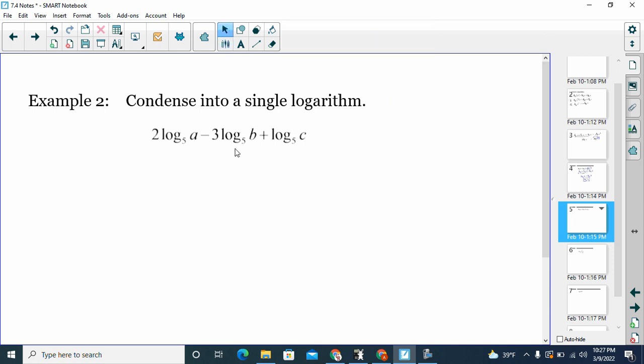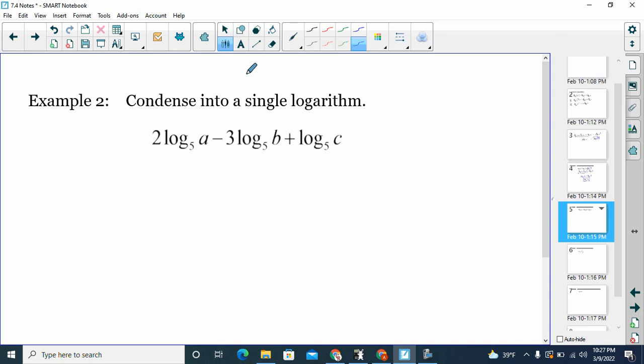Example 2, same type of problem, but instead of numbers, we have variables in there, but we are going to do it the same way. Start with any coefficients we have out front, in this case the 2 and the 3, and we're going to move them up and make them exponents. So log base 5 of a to the second.